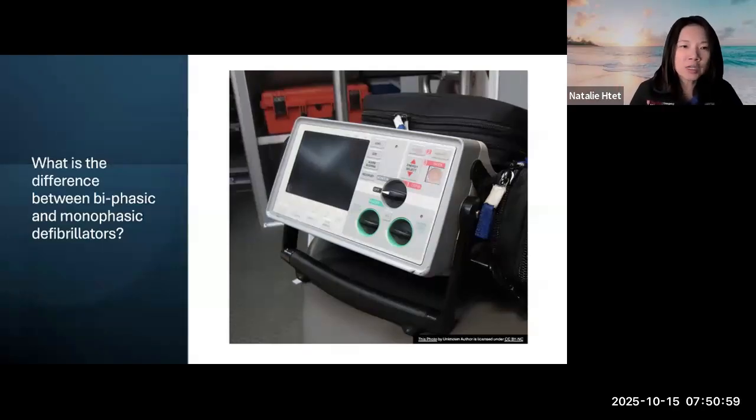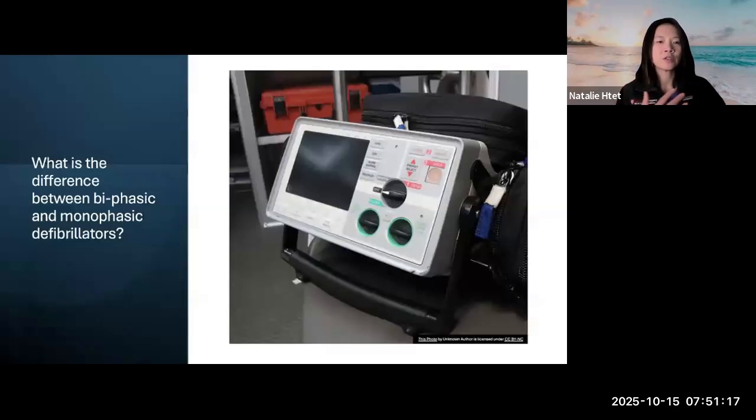So this is an older technology, but it is less efficient and has a higher risk of causing myocardial injury as well as skin burns. So let's talk about biphasic. Biphasic defibrillators, on the other hand, deliver current in 2 phases. So if you have one pad in the front, one pad in the back, the current flows in one direction initially, so front to back, then reverses pathway partway through the shock. So front to back and then back to front.